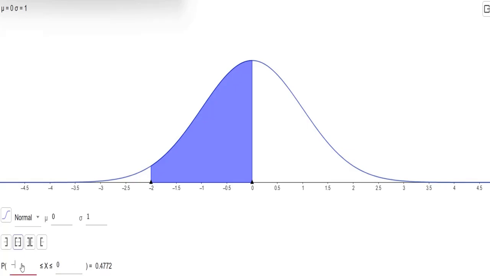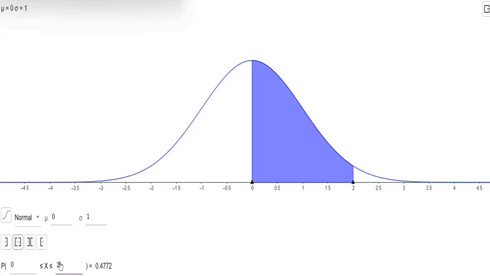From -2 to 0, the probability is 0.4772. Now if I change it to 0 to 2, we will see what the value is from 0 to 2. What is the answer? The same, 0.4772. Why is this happening? This is happening because the line x equal to mu, now changed to z equal to 0, acts as a symmetric line, and both to the left as well as to the right the areas are the same. So whether it is from -2 to 0 or from 0 to 2, the total area is always the same, and this is 0.4772.